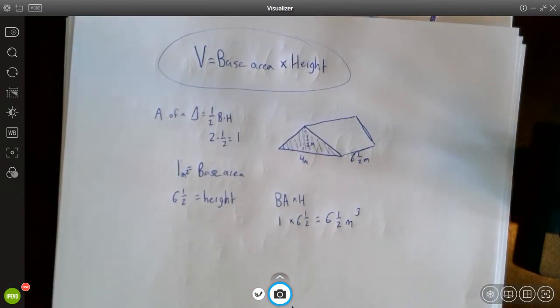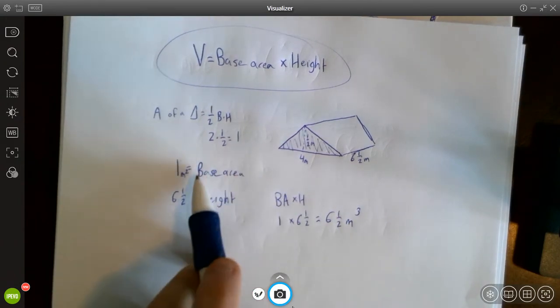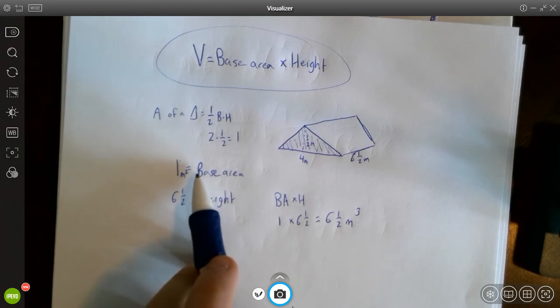When we talk about volume, we put a little 3 up at the top. We can either call it cubic meters or meters cubed. But what that little 3 represents is the 3 dimensions that we're working with: the length, the width, and the height of this prism. So anytime that you see a little 3 up there, it is talking about volume. While if you see a little 2, we're talking about area, because that's only 2 dimensions, your length and your width.